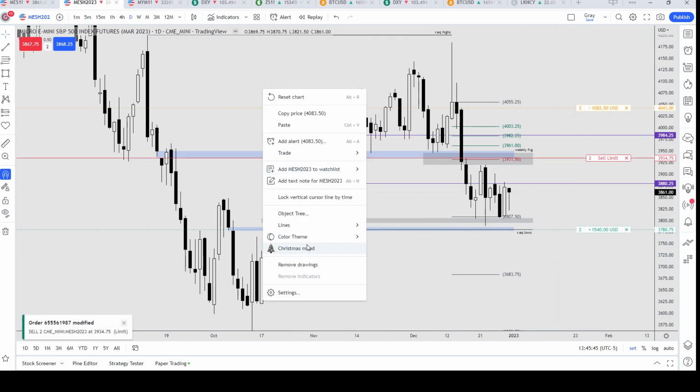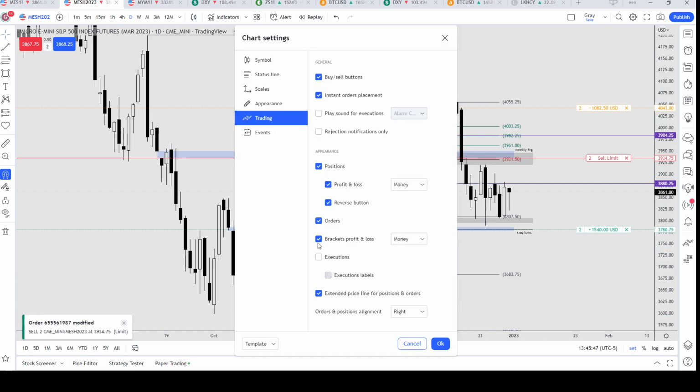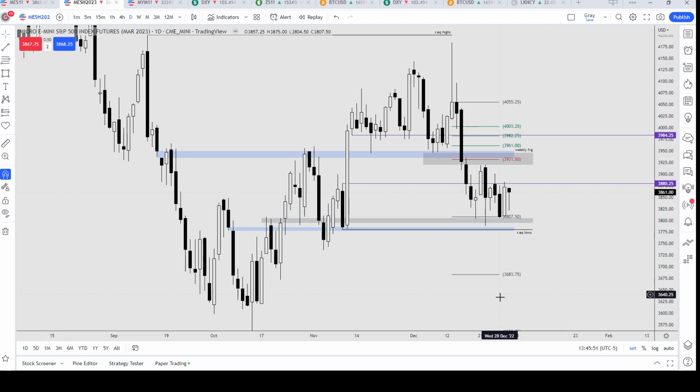I'm just going to remove the orders so that it doesn't get too messy before the move unfolds.